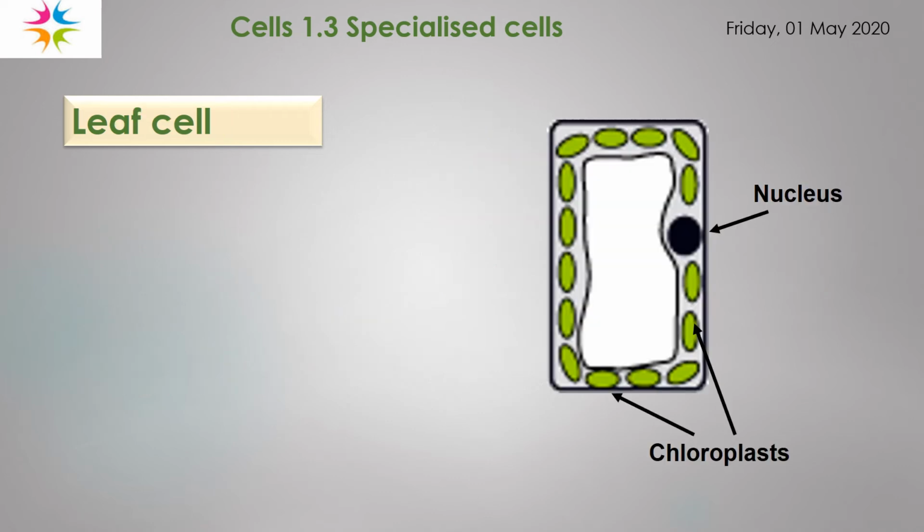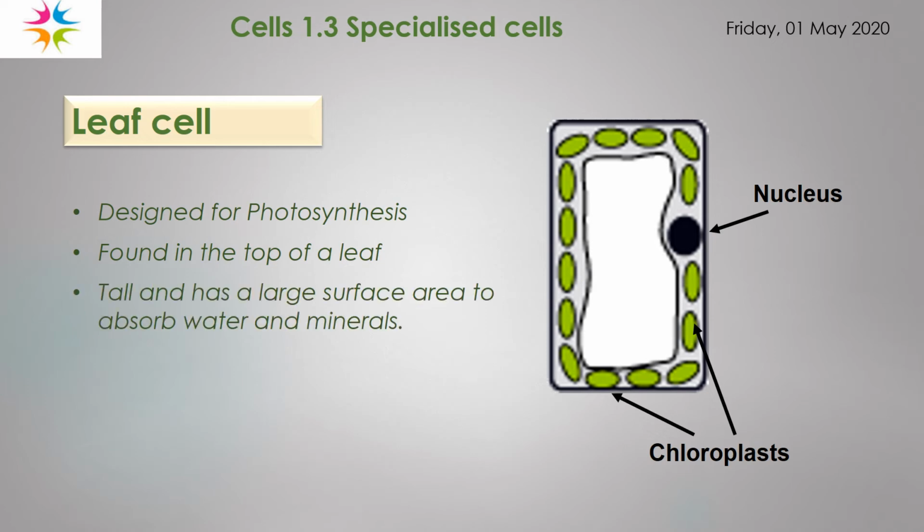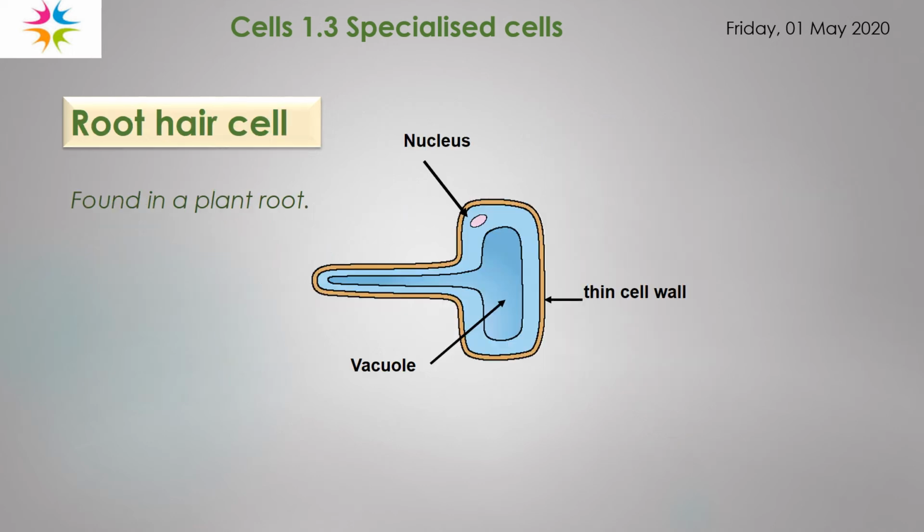Here's a leaf cell, which is one of the two plant cells we need to learn about. It's designed for photosynthesis, and I'm sure you remember that takes place in those green chloroplasts. It's found in the top of a leaf. It's tall and has a large surface area to absorb water and minerals. It's packed with chloroplasts to help make plant food, and that's using photosynthesis.